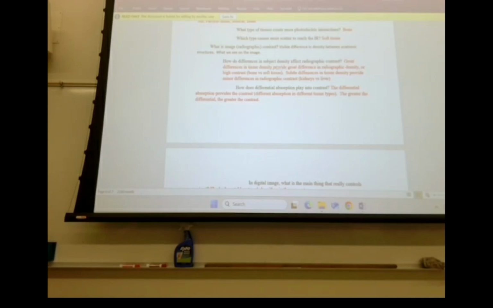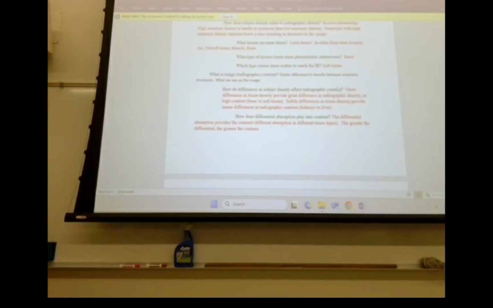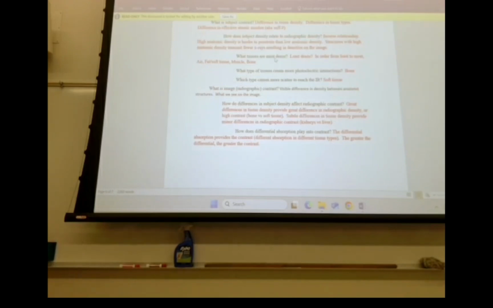Okay, so here's all the stuff on contrast. We kind of did that, so there may be a little bit more information on what we just talked about. So you may see a question that refers to the type of tissue that has the greatest to the least subject density, or the least to the greatest. From the least to the greatest, it would be air, fat, any kind of soft tissue, muscle, and then bone, right? From the most dense to the least dense, it'd be in the opposite direction.